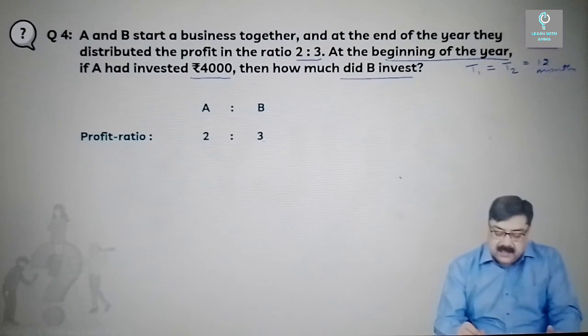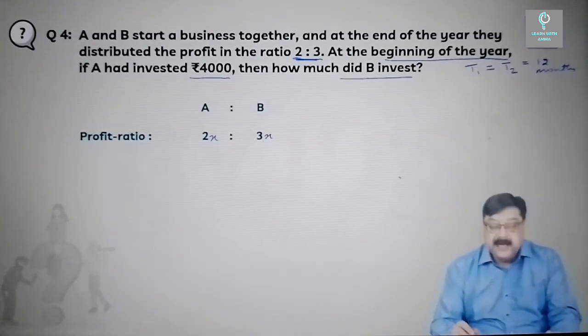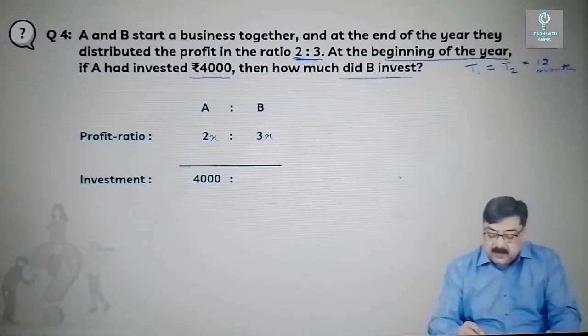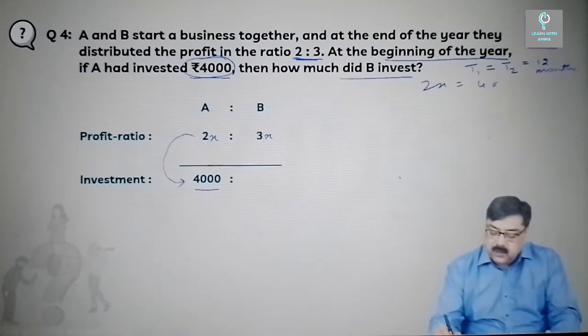So it is already given that the ratio in which they distribute the profit is 2:3. So this is 2x and this is 3x. And it's also given that the investment made by A at the beginning of the year is rupees 4,000. Now this 2x gets equated to 4,000. So 2x is equal to 4,000, which means x is equal to 2,000.